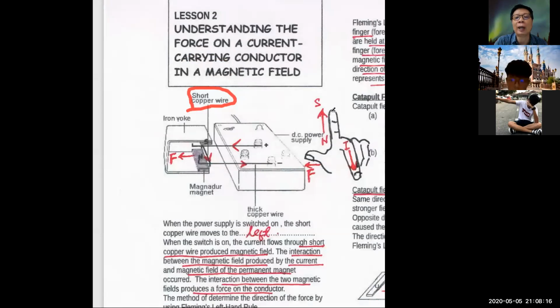You can use your hand to follow now. Left hand, Fleming's left hand. So this finger points up. Why point up? Because north to south. This is north, this is south, so you point up here.